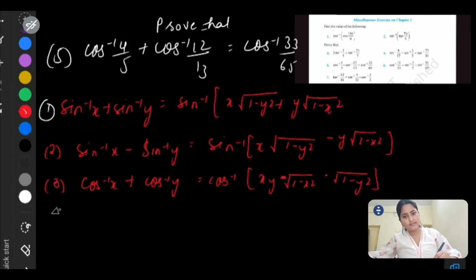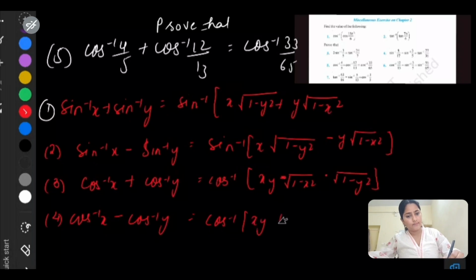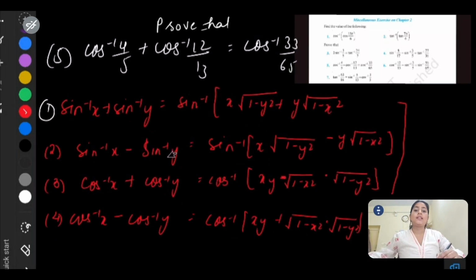Now the fourth and last one: cos inverse of x minus cos inverse of y. Same as above, but there should be no minus sign; there will be a plus sign. So cos inverse of x into y plus under root of 1 minus x square into 1 minus y square. So these are the 4 important formulas. By using these, you can directly solve this type of question and you'll save your time in the examination. So we'll use this formula to solve this question.